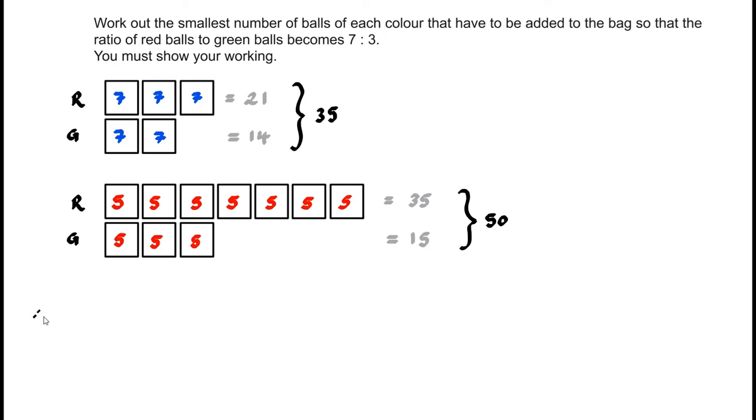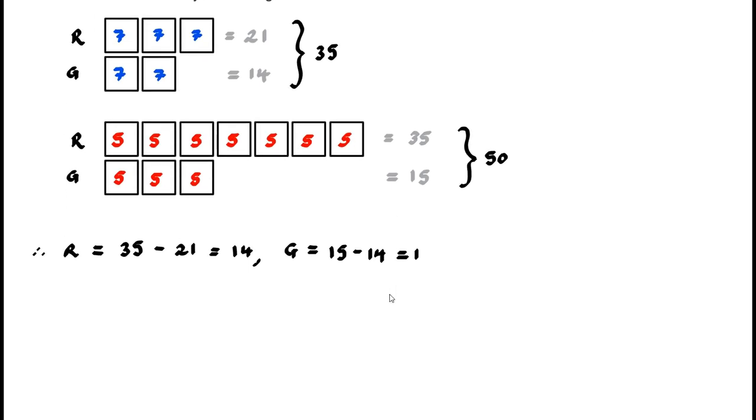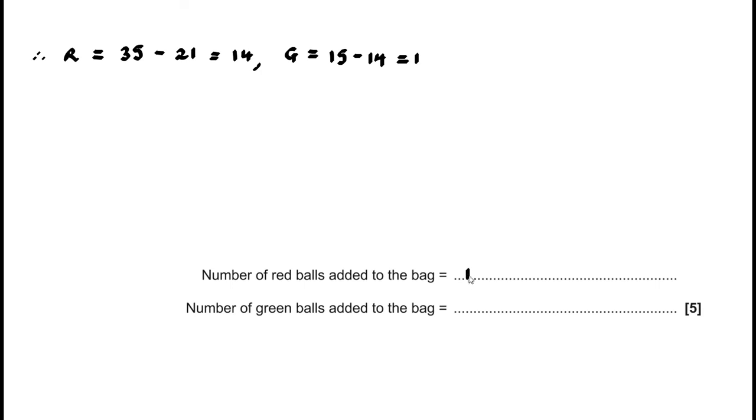Well, if I think about red, we would have 35 subtract 21, which is equal to 14. And if we think about green, we would have 15 subtract 14, which is 1. So that means we added 14 red and 1 green.